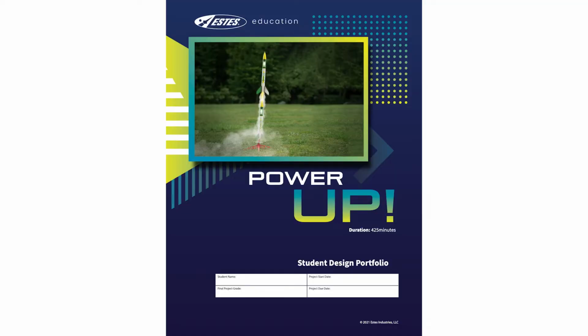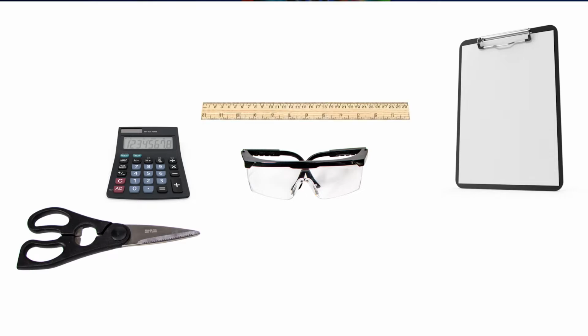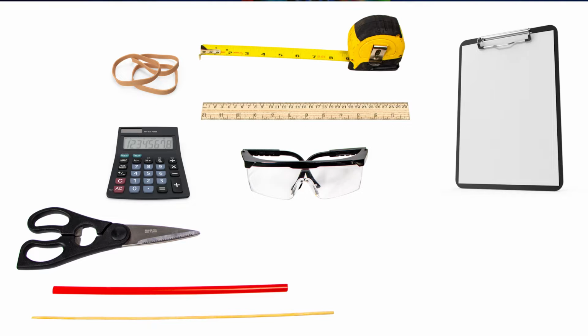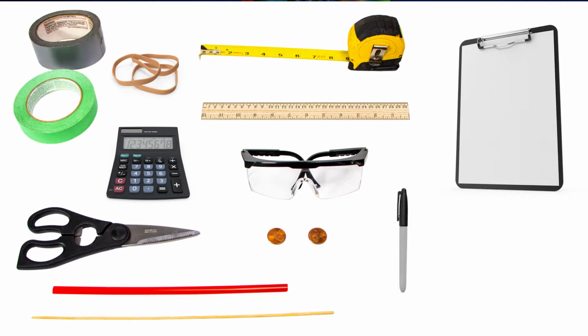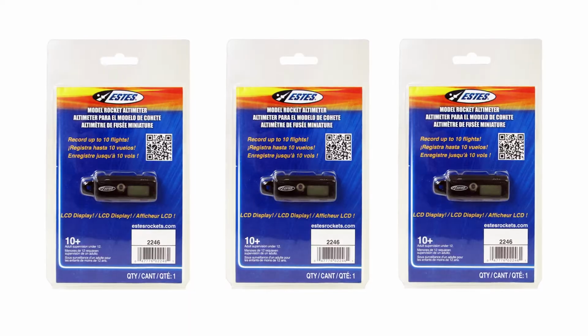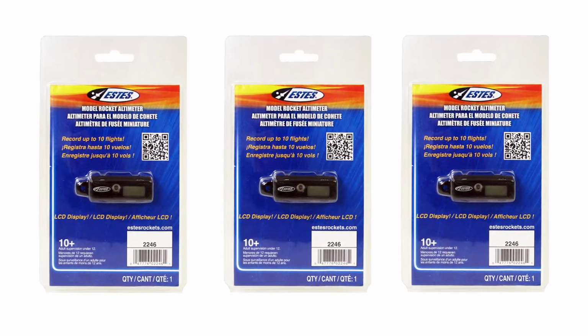All those standards? Check. Let's talk about the equipment list. Each student will need a student design portfolio, safety goggles, a clipboard, calculator, scissors, a ruler, meter stick, rubber band, bamboo skewer, straw, masking tape, pennies, permanent marker, and a stopwatch. Phew. In addition, the entire class will need 3 lifetime launch systems and 3 Estes altimeters. We recommend about 1 per 10 students.